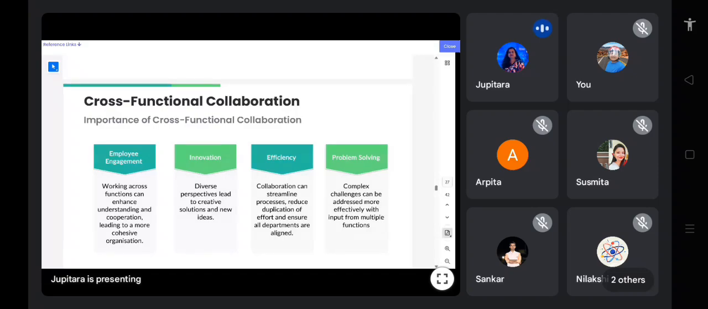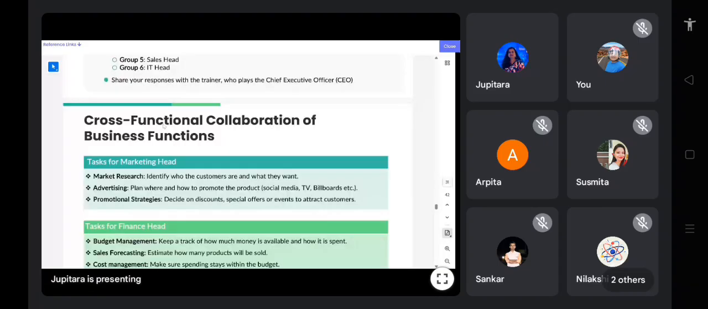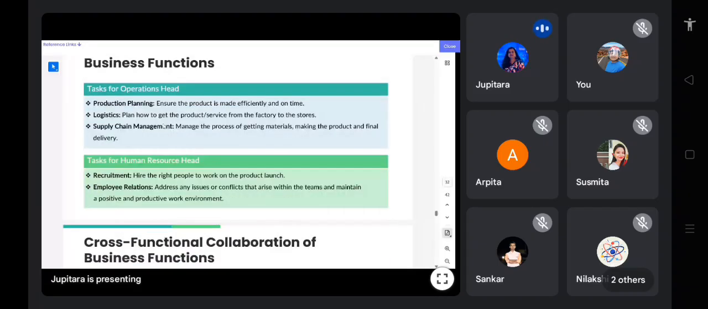So what is the importance of cross-functional collaboration? Employee engagement. When people from different departments come together, they exchange ideas and brainstorm on how a project can be completed in an efficient way. Then innovation. If you have different kinds of people working on a project, you drive more creative solutions to your problems. Efficiency and problem solving. Okay, so these are some of the importance of cross-functional collaboration. These are some of the examples you can go through.